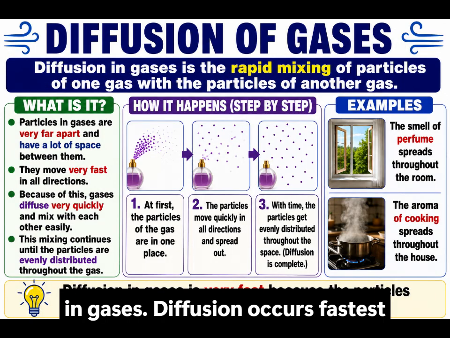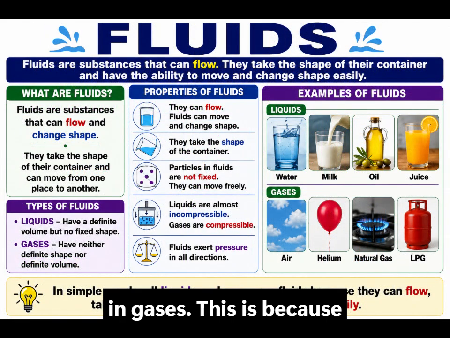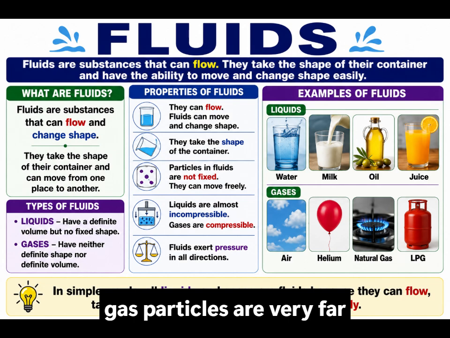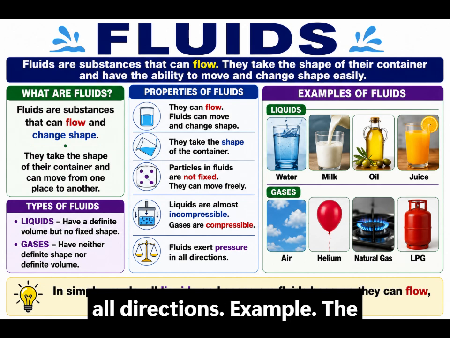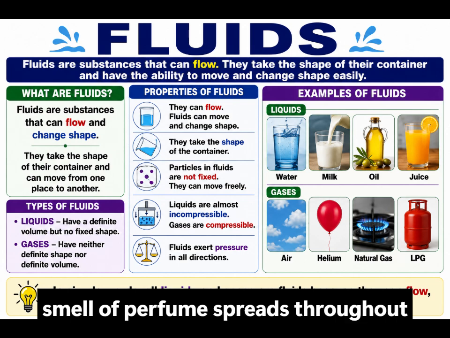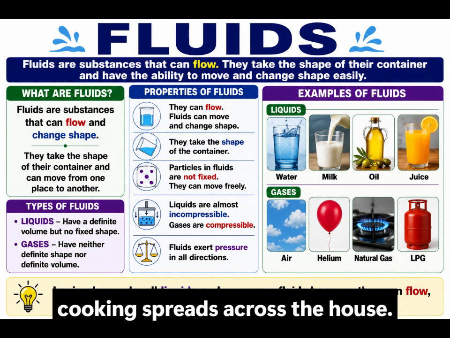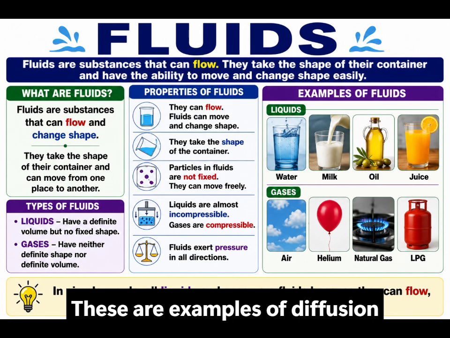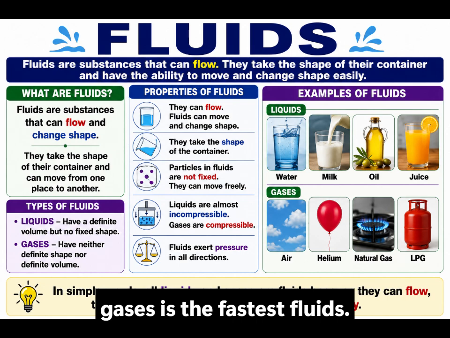Diffusion in gases. Diffusion occurs fastest in gases. This is because gas particles are very far apart and move rapidly in all directions. Example: the smell of perfume spreads throughout a room. The aroma of cooking spreads across the house. These are examples of diffusion in gases. Therefore, diffusion in gases is the fastest.